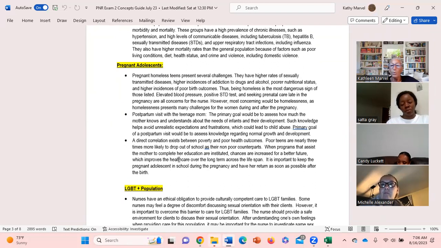Tell me about pregnant adolescents. Why are they so at risk? They don't have resources. They're probably not eating right. They may not seek out prenatal care until later on. They have higher rates of STDs. Right. Crime or violence, abuse is pretty prevalent in this vulnerable population, right?